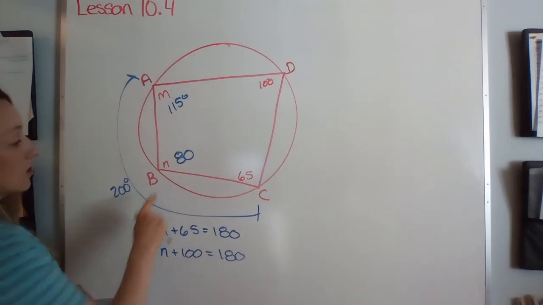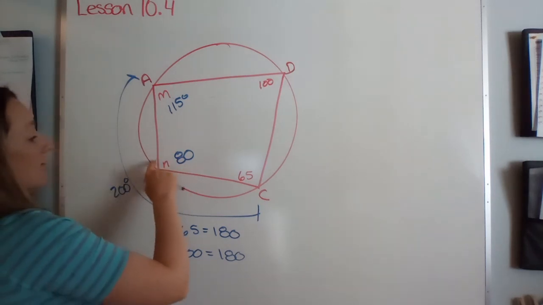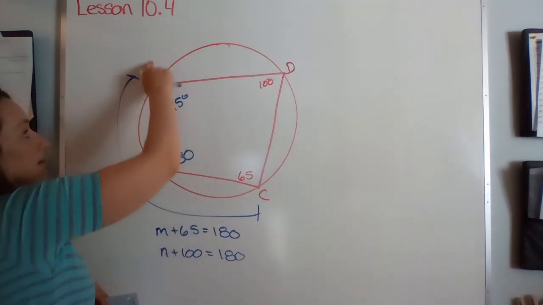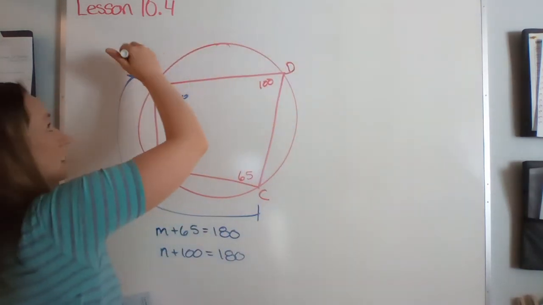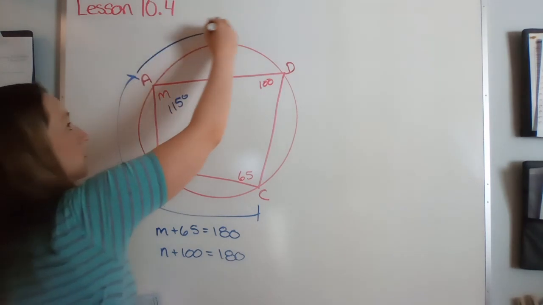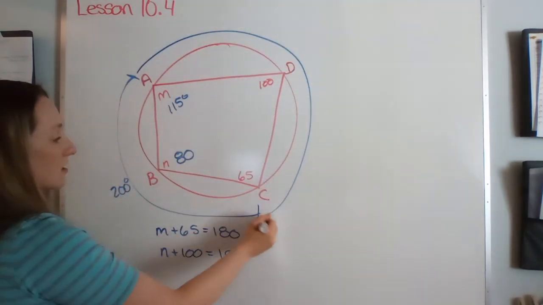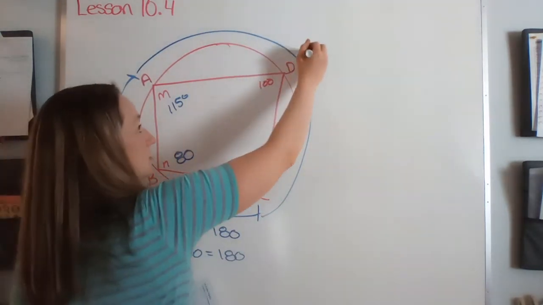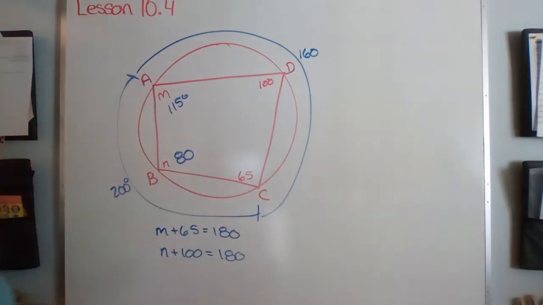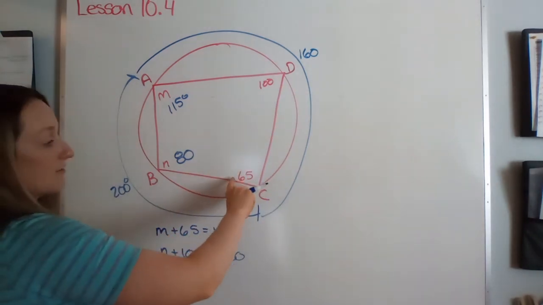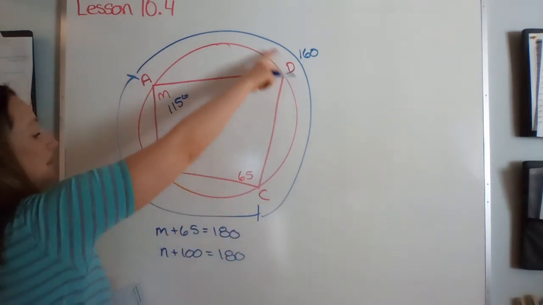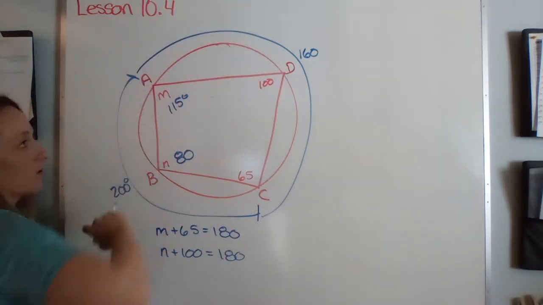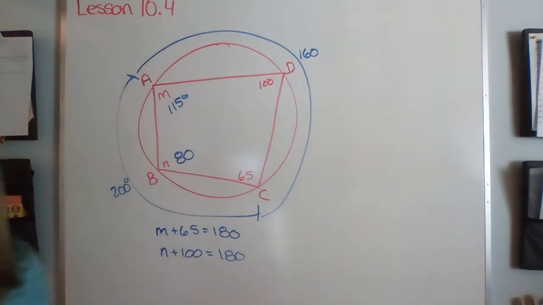Or I could go to the 80-degree angle. If I extend the sides, here's one side, here's the other, so it intercepts this arc. So from here all the way around to here, 80 times 2 is 160. And I can keep going. 65, double it, and you'll know the measurement of arc DAB all the way around. So keep in mind those inscribed angles.